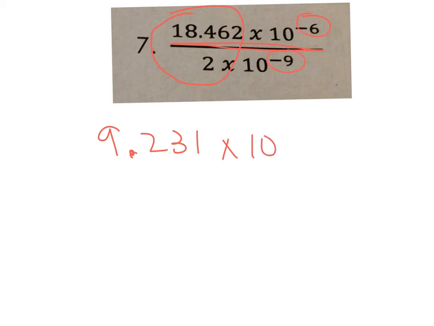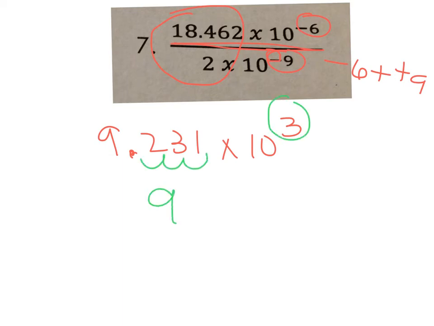You subtract them. But this negative is not the subtraction, so we have to do -6 minus -9. Add the opposite, that turns out to be 3. So there's my scientific notation answer. My standard answer, this tells me to move my decimal 3 places to the right. So my answer is 9,231. So my answer is these two.